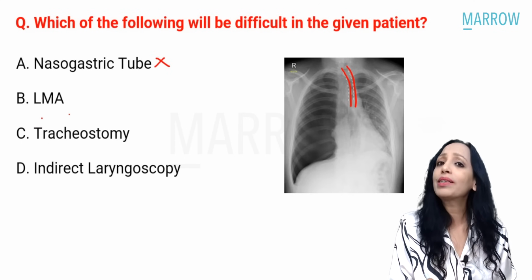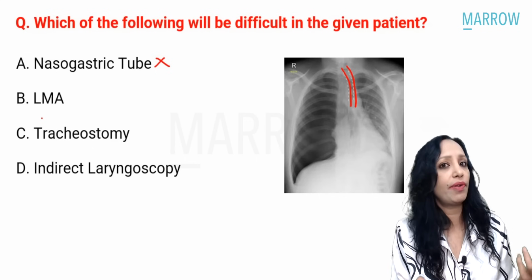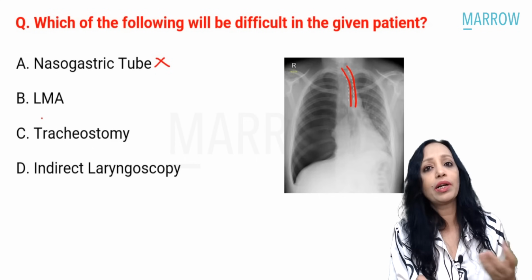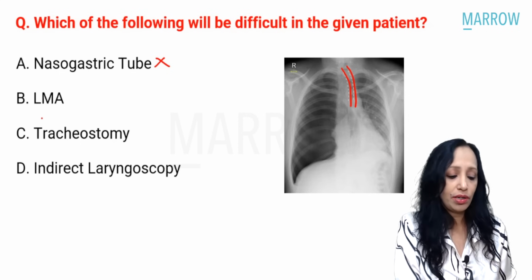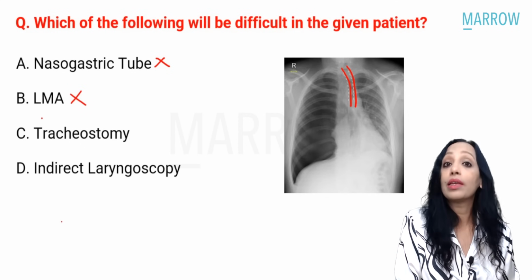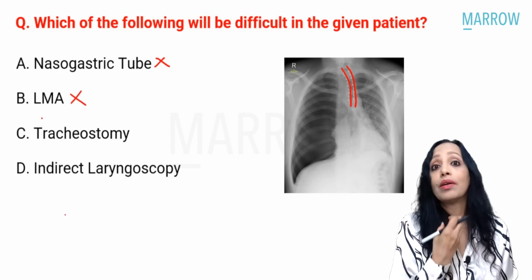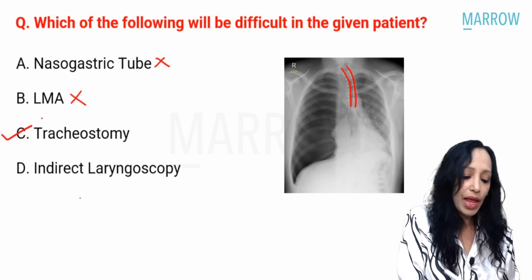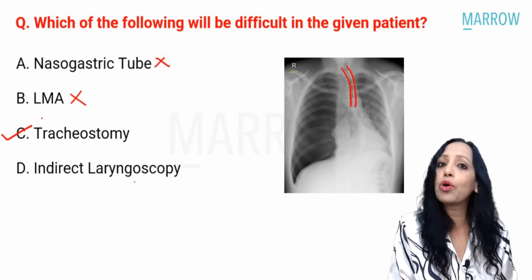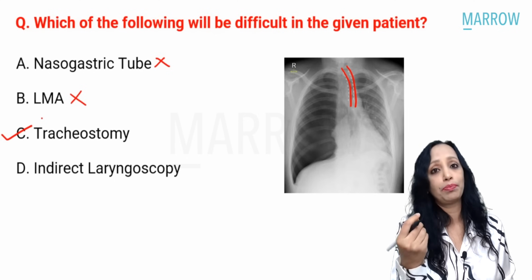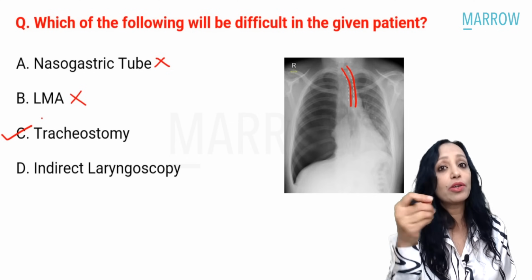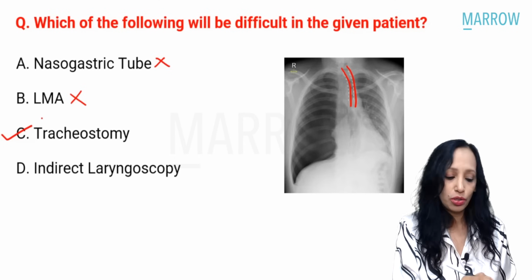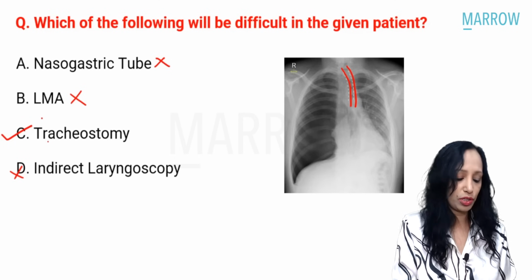LMA, laryngeal mask airway, is a supraglottic airway device. So it will not be difficult when the trachea is deviated. Tracheostomy. This is where we do the tracheostomy, so it will be difficult. The next choice is indirect laryngoscopy. Indirect laryngoscopy is done by passing the indirect laryngoscope into the oropharynx. Why will that be difficult if the trachea is deviated? So, no. The answer here is tracheostomy.